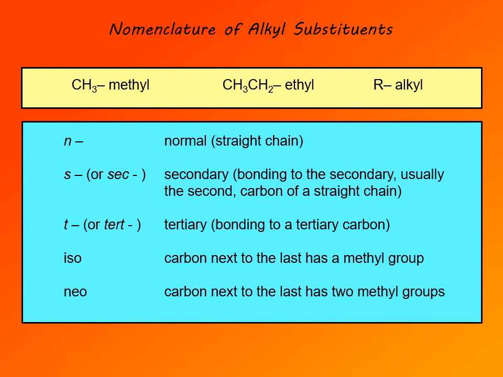The symbol s, sec for secondary, is used for secondary, and t for tertiary. That means that bonding is to a secondary or tertiary carbon atom of that substituent. The symbol n, which I said is obsolete, is not used anymore, but s and t are commonly used. So symbols s and t are separated from the rest of the name by a dash. There are 2 other symbols, iso and neo, that also indicate substitution of the carbon atom that is bonded to the rest of the molecule. And those symbols are used as prefixes. They're not separated from the rest of the name.